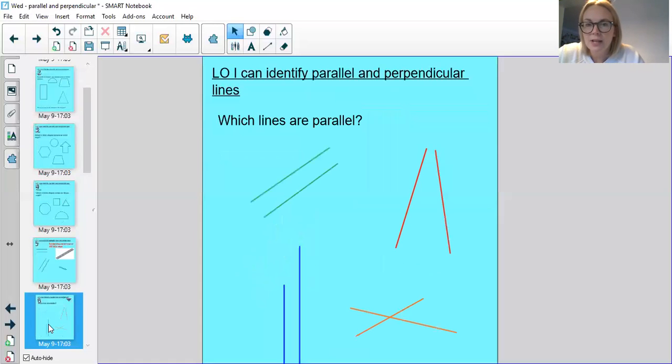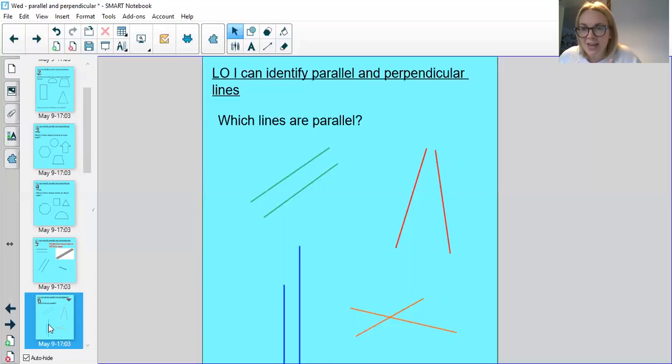So let's have a look. There we go. Could you pause the video and identify which lines on the screen are parallel? They never meet, and if you kept drawing them in the same direction and kept them nice and straight, they would never meet. Pause the video and have a little think about that. Okay, so the green lines, are they parallel? Yes, they are. They are diagonal and they are parallel. They would never meet. Have a look at the red lines.